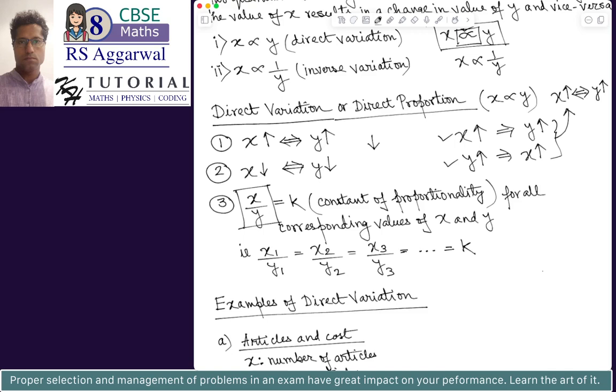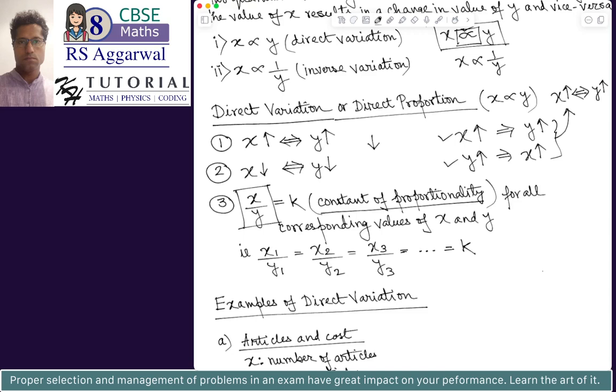So k is the constant, and it will be the same for the ratio of all the corresponding values of x and y. Now this constant k is known as the constant of proportionality. And it depends on the relationship between the quantity x and y. Now, depending on the real life scenario, quantity x and y will be different, and so they will have a different relationship, and hence the constant k will be different.